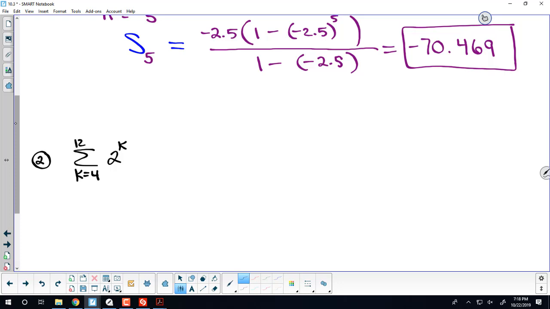So the first term, a, is what? Yeah, 2 to the 4th, because we start with k equals 4. It's the first term. The common ratio r is equal to 2. And n, the number of things that we're summing up, is how many? 9. From 4 to 12 is 9.